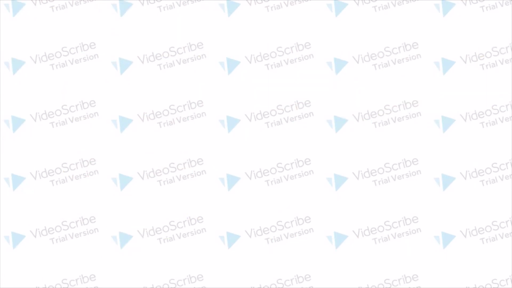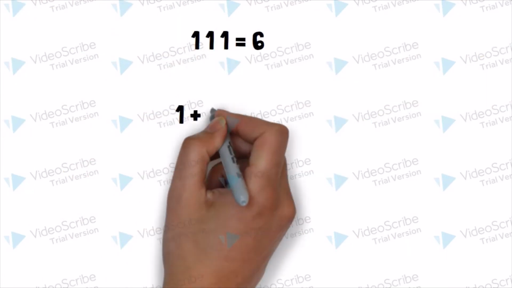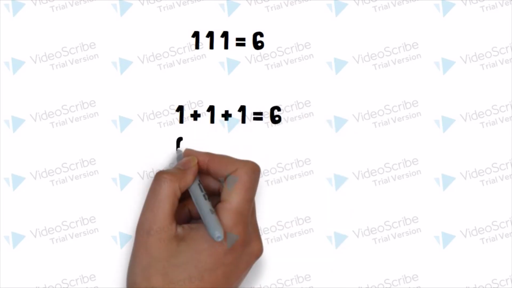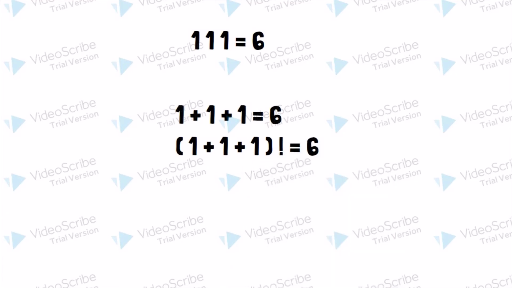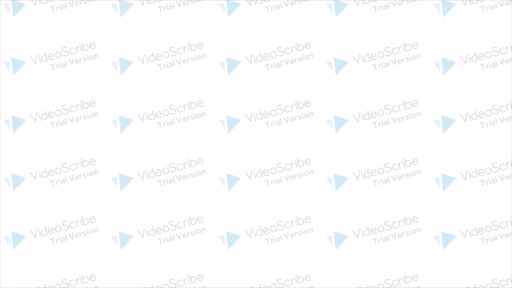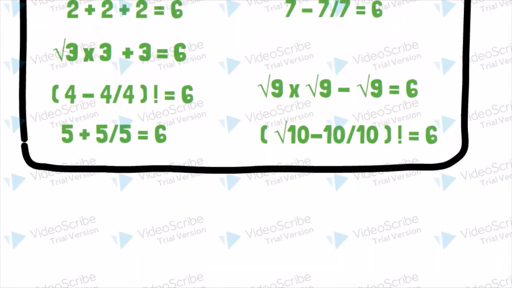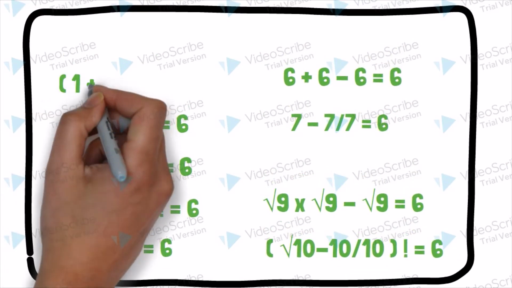Now moving forward to 1, 1, 1 equal to 6. Now we can take it as 1 plus 1 plus 1 equal to 6. Now let's take the factorial of the whole, where we can take it as 1 plus 1 plus 1 whole factorial. Let's write it.